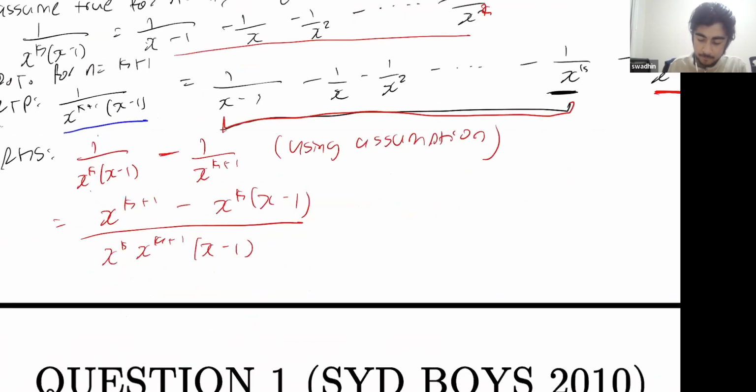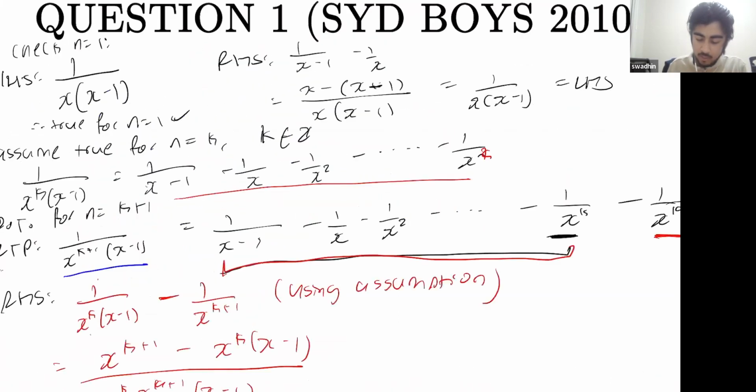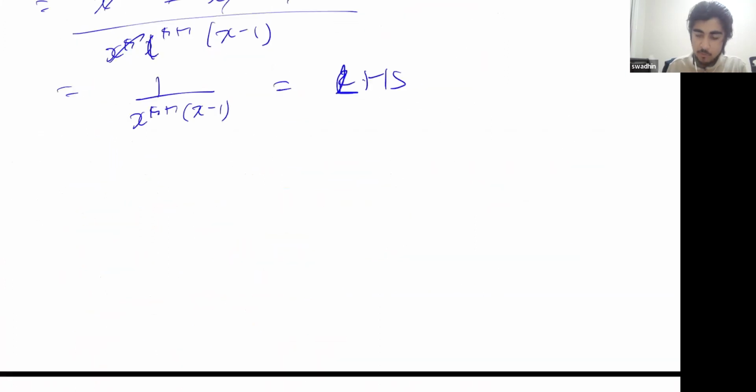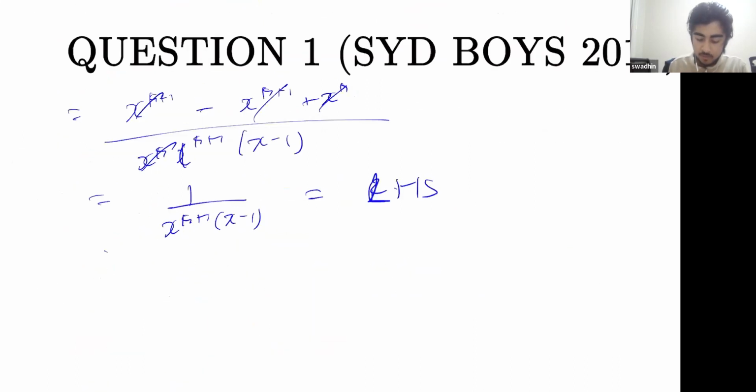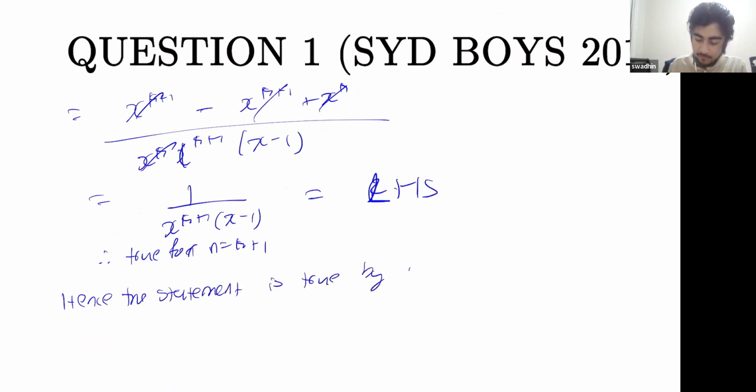So we use the assumption, and we proved for n is equal to k plus 1. So therefore, true for n is equal to k plus 1. Hence, the statement is true by mathematical induction.